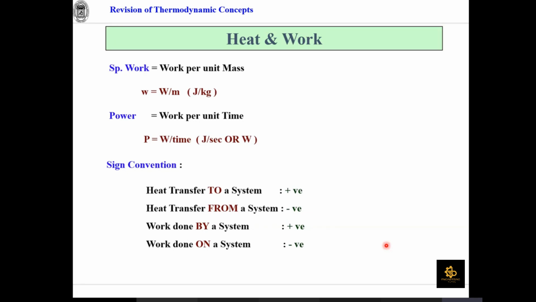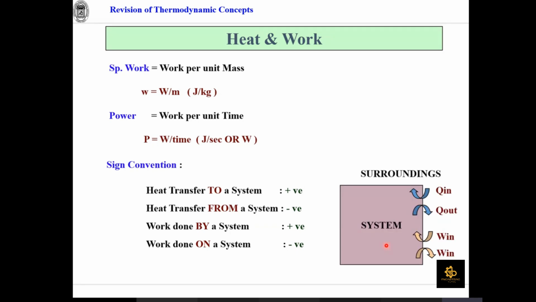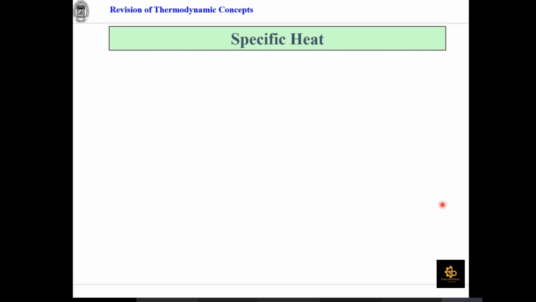The most important thing is the sign conventions. When analyzing thermodynamic systems, you have to use these frequently. Heat transfer to a system is considered positive, and heat transfer from a system is negative. Work done by a system is positive, and work done on a system is negative. These are the sign conventions we commonly use when analyzing thermodynamic systems, whether Q is going in or out, and W is going in or out. You can go through this picture as well.